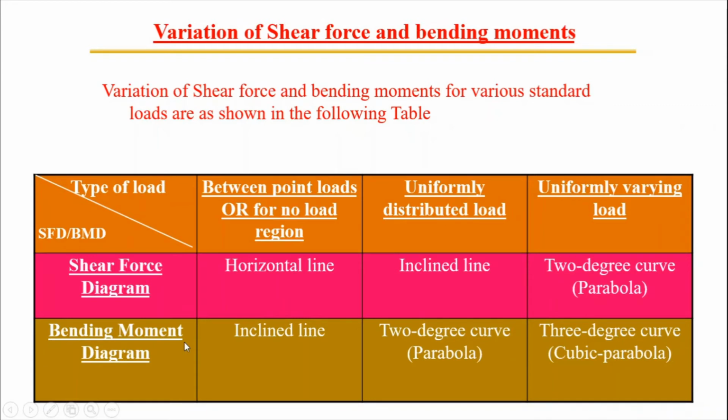In the case of the bending moment diagram, for the point load, if there is no load region, then it should be drawn with a horizontal line or inclined line. For the uniformly distributed load, the bending moment diagram will have a 2 degree curve, and for the uniformly varying load, the bending moment diagram will have a 3 degree curve.